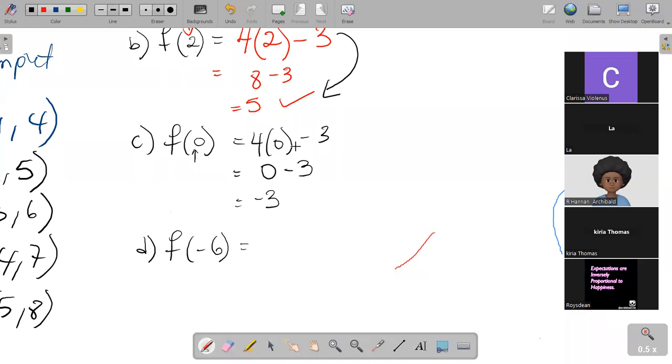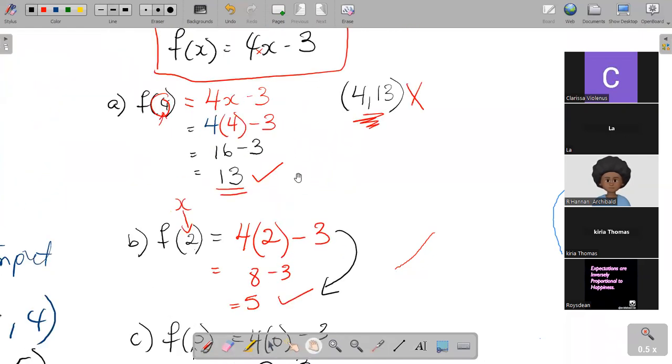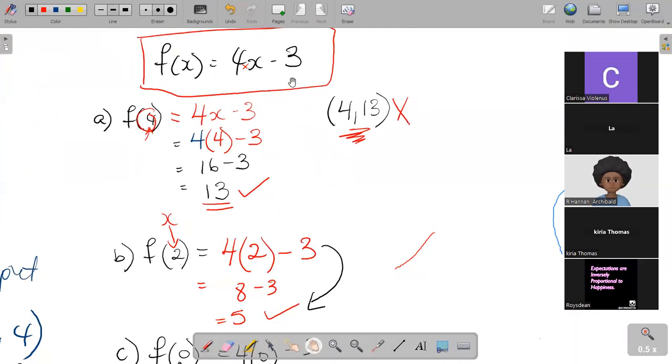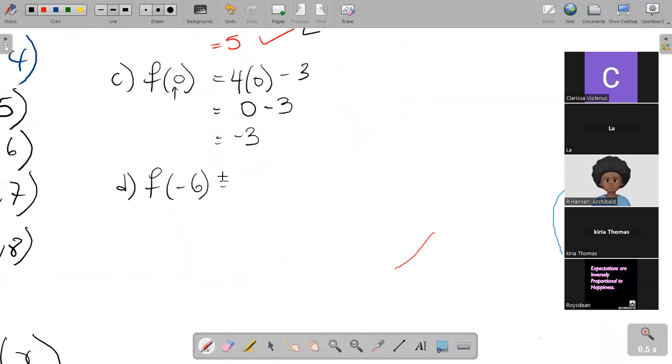So it's 4x. The formula is 4x minus 3. So we know we're multiplying 4. What is our x here? Negative 6 minus 3. All right. So we know this means 4 times negative 6, a positive times a negative is a negative. And 4 times 6 is 24.